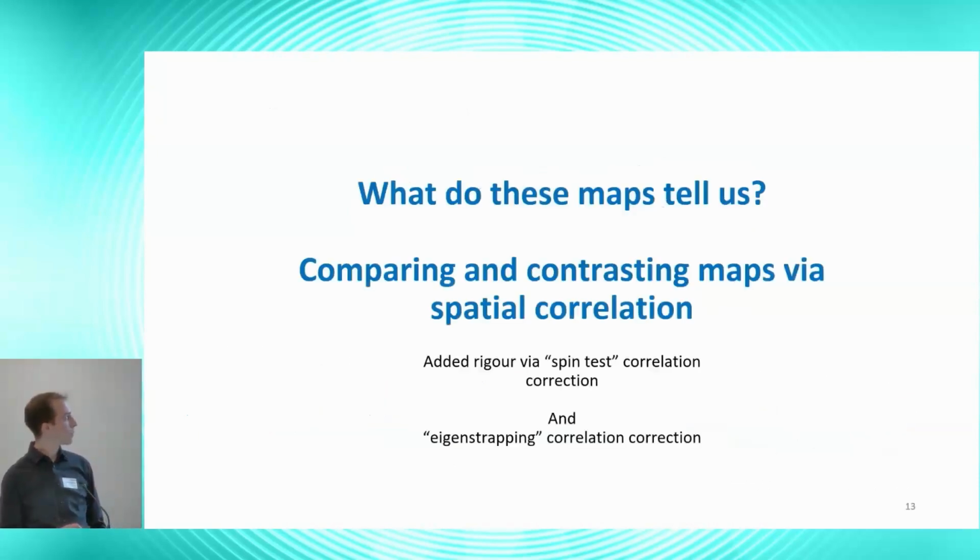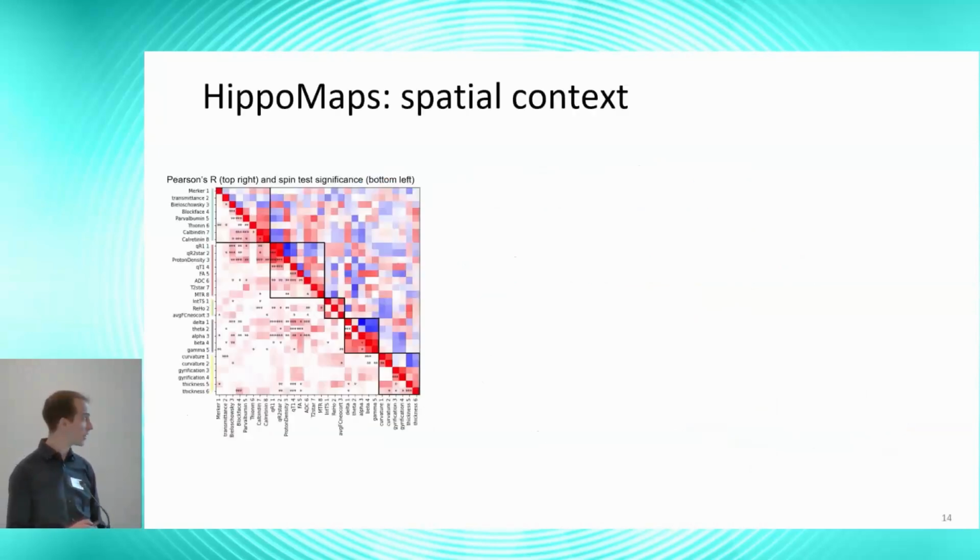But I want to focus on one more thing, which is, once we have this huge collection of maps, what can we do with them? One of the things that I think is most interesting to do is to compare them via spatial correlation, which we can make sure is fairly robust by some permutation testing.